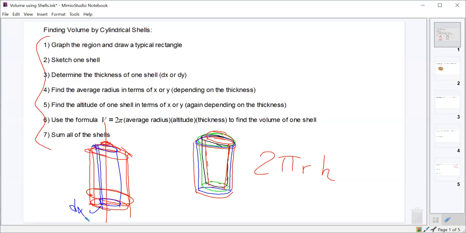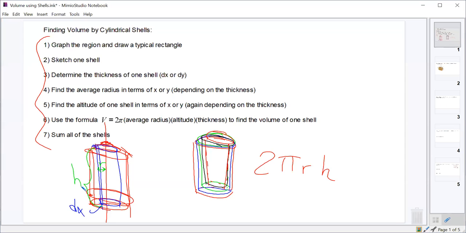Does everybody see that that one should be dx? If we go around this y-axis, the thickness here is dx. And so then we're going to find the radius. The radius would be the distance from here to here. There's your radius. The height is just the height of it. And it's 2 pi, radius, height, thickness. So we would need the radius and the height to be in terms of x, because our thickness is dx.